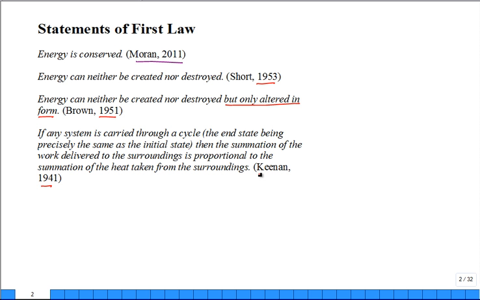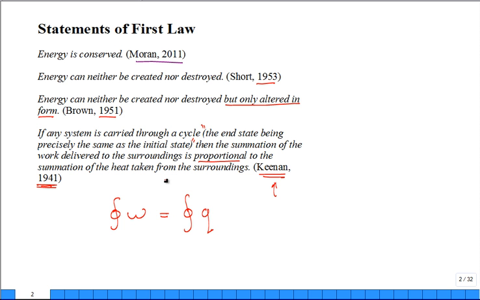Or Keenan, who is one of the well-respected people who studied thermodynamics in the 40s. If any system is carried through a cycle, the end state being precisely the same as the initial state, he's defining a cycle, then the summation of the work delivered to the surroundings is proportional to the summation of the heat taken from the surroundings.